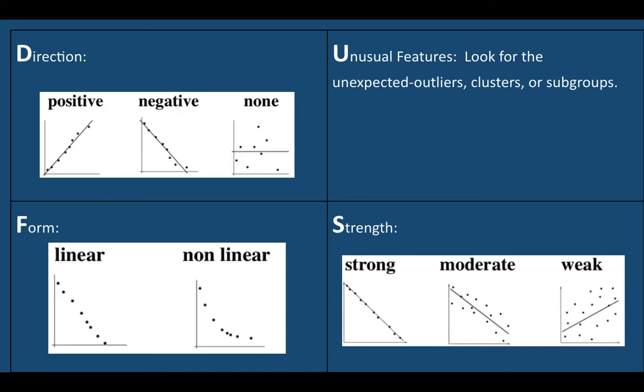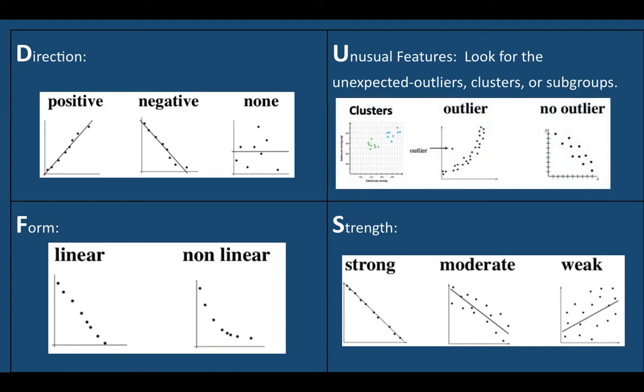Then you need to talk about unusual features. The things you want to look for here are clusters. Here, obviously, with two different colors, you can see two clear clusters. Outliers: there's a definite nonlinear trend here, and there is one specific point whose predicted y value is very different than the other points. And then here's a set that has no outlier. Now, if you see no unusual features at all, it's always a good idea to mention that you don't see unusual features, to let those grading your AP exam know that you know a lot about statistics.